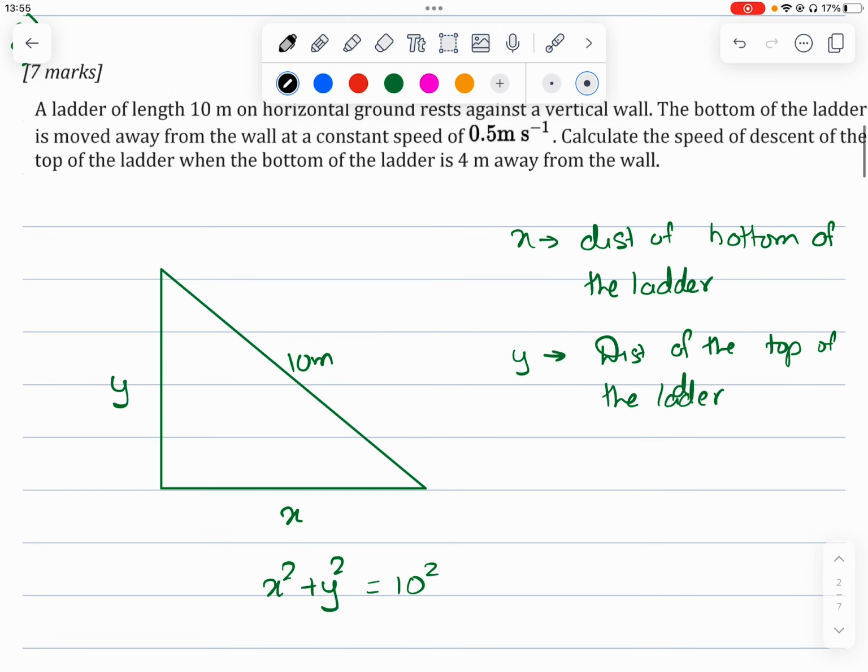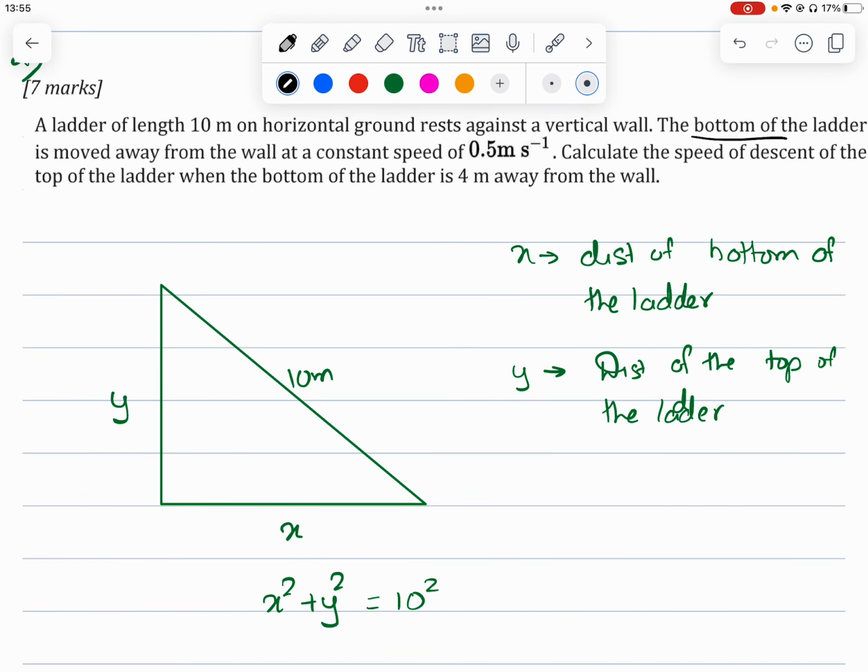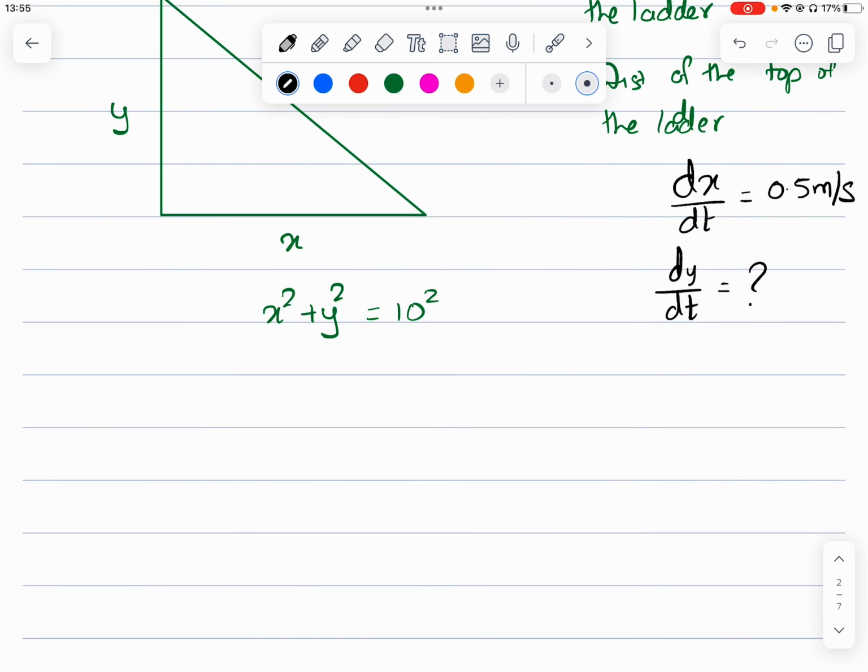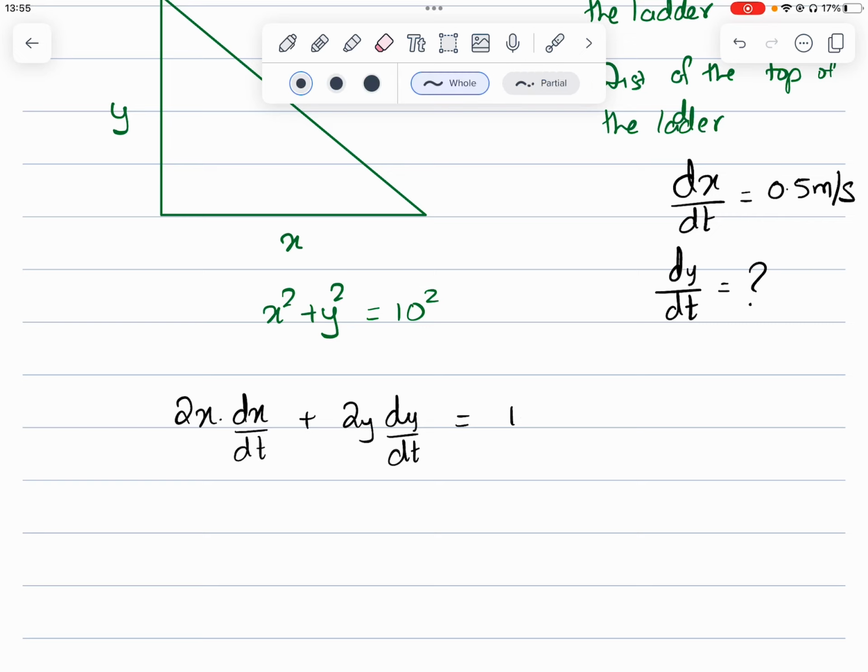Then what else has been given? The bottom of the ladder is moved away from the wall at a constant speed of 0.5. So dx/dt, because the bottom we have taken as x, dx/dt is 0.5 meters per second. Calculate the speed of the descent. So for y we are considering dy/dt equals question mark. Now what is the derivative of x square? 2x dx/dt plus the derivative of y square, 2y dy/dt, equals the derivative of 10 square. The derivative of 10 square is going to be 0. So I am writing it as 0.